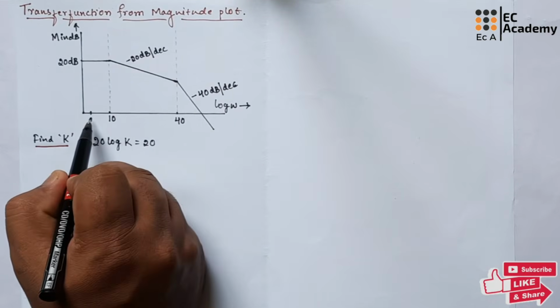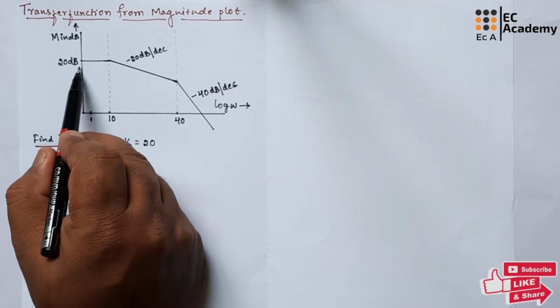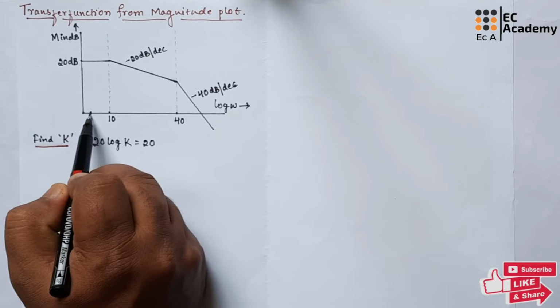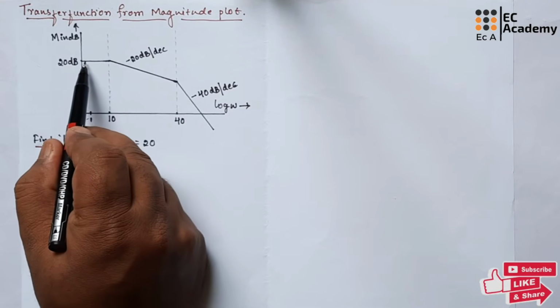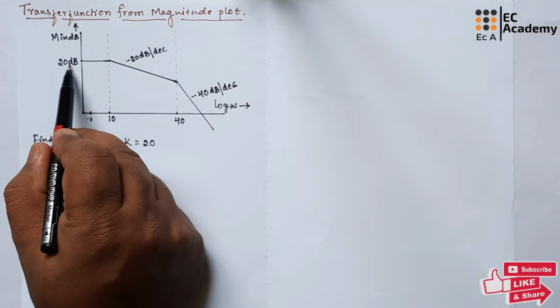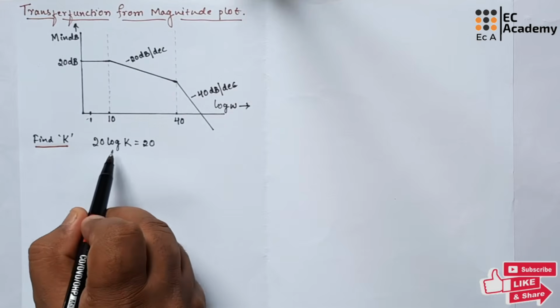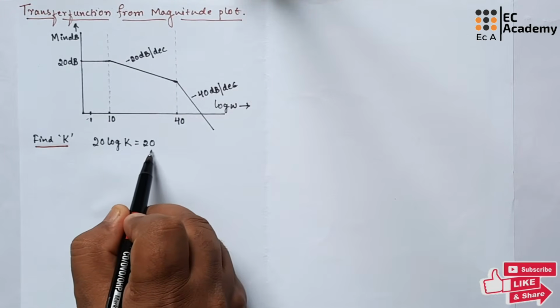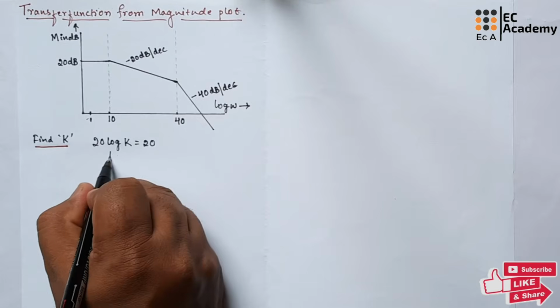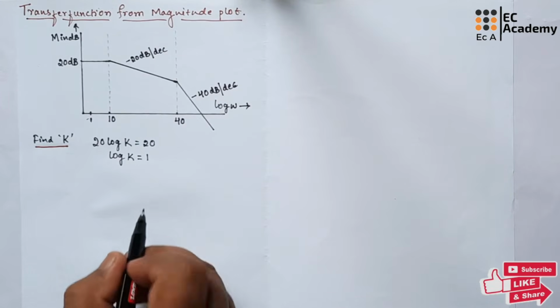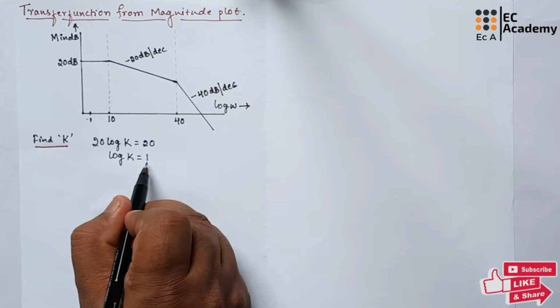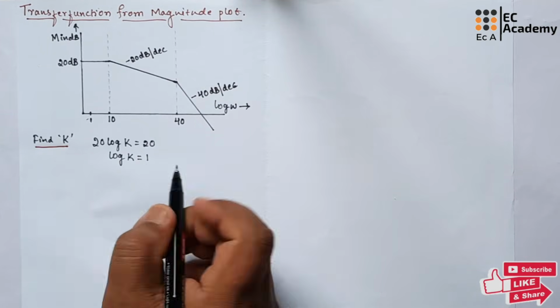So what we have done? We have checked the slope at the origin with respect to 1 radian per second frequency. For 1 radian per second, if you observe, the gain at the origin is 20 dB. That's why we have written 20 log k is equal to 20. So from this we can say log k is equal to 1. Now to find the value of k, we need to take the antilog of 1.